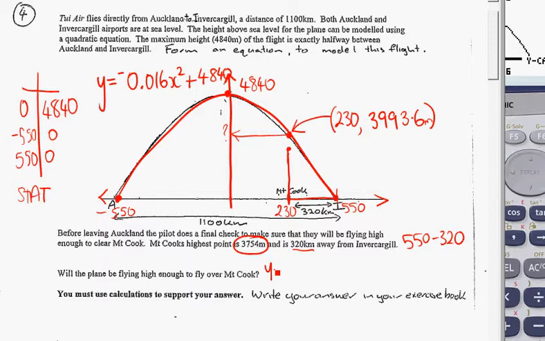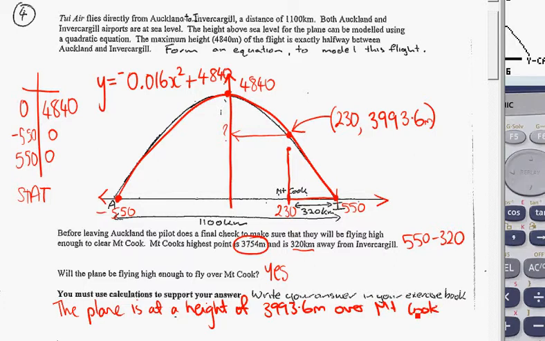So our answer would be yes, and we need to support that by explaining the plane is at a height, I suppose I'd use the word altitude, it's at a height of 3993.6 metres over Mount Cook, which is only 3754 metres high. Right, you have another look at that and see if you could do that question by yourself.